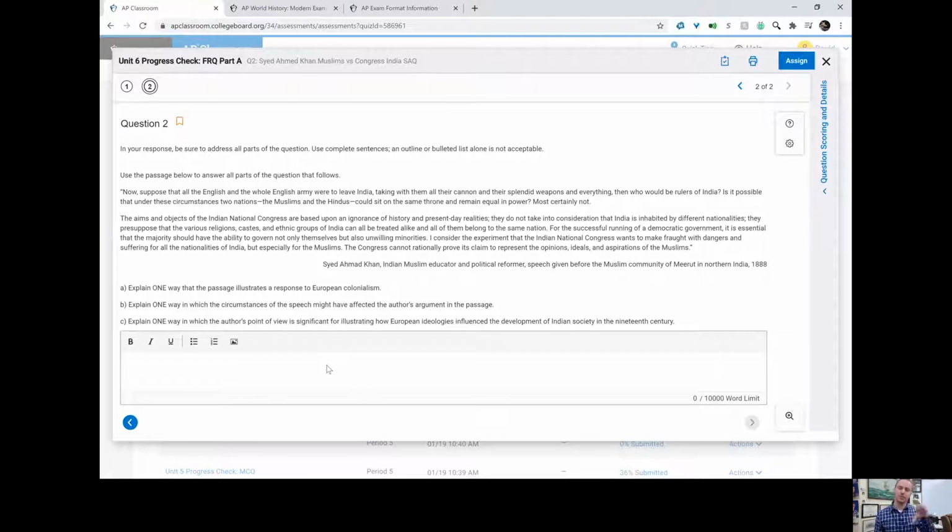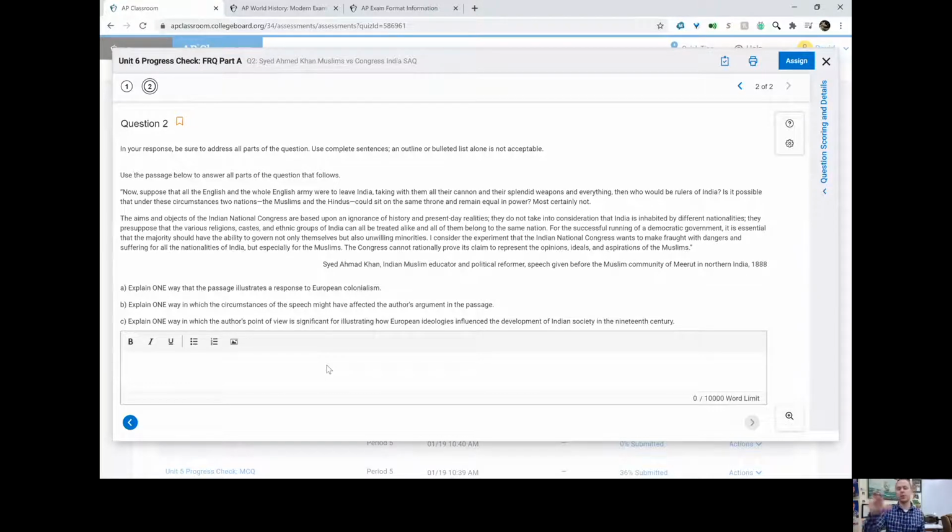But remember, you've got to pull stuff that is beyond the stimulus in order to get the specific evidence points. You got to do that, my friends. Otherwise, you're just going to be repeating or summarizing the passage. Nobody's going to be impressed with that. No offense. I'm not impressed. You shouldn't be either.